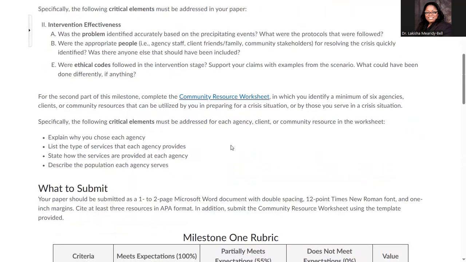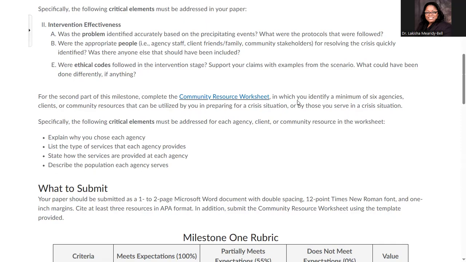For the second part of this assignment, you're going to complete the community resource worksheet, which is pretty explainable. Just identifying a minimum of 6 agencies, clients, community resources that can help you prepare for a crisis situation. These are the people that you would refer your clients to, or resources that will work with you in connection with your clients. It would be through some kind of multidisciplinary treatment plan, or it may be something that is court ordered, or it could be from any stance.